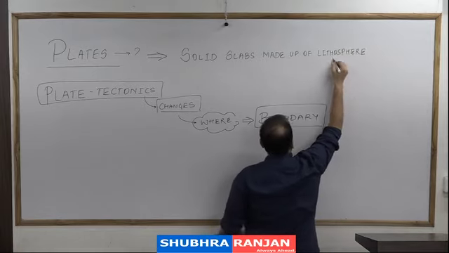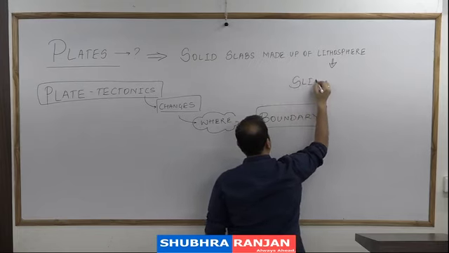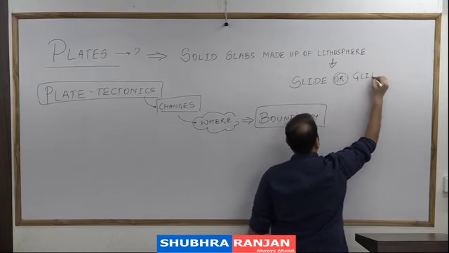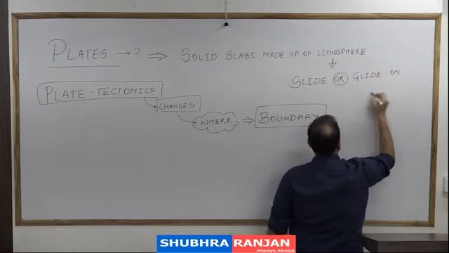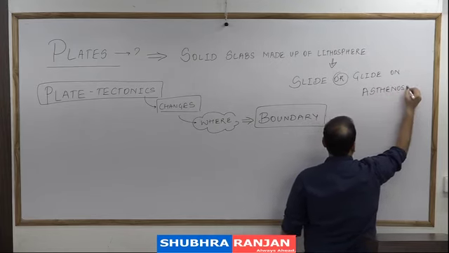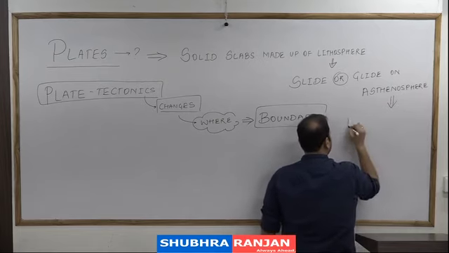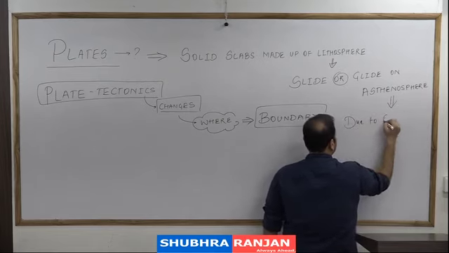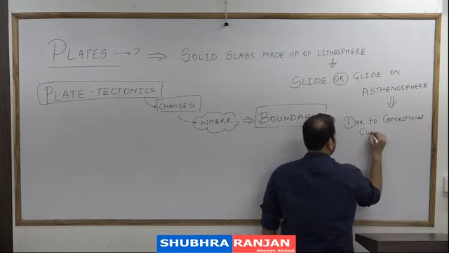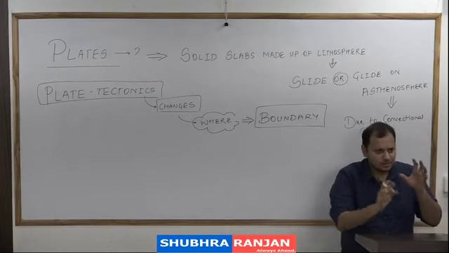What is happening to these solid slabs? These solid slabs, which are made up of the lithosphere, slide or glide on the plastic asthenosphere. Why do they slide or glide? They slide or glide due to convectional currents. So the heat in the interior of the earth creates convectional currents, and they cause the movement of the plates.